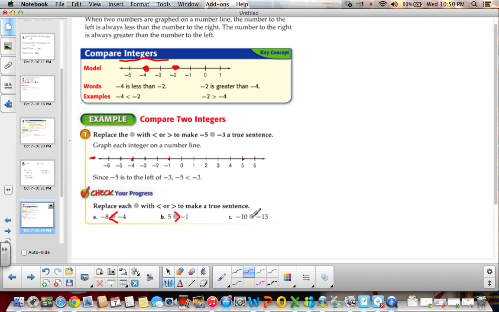And then if we have -10 and -13, if we imagine this on a number line, we would imagine that -13 is a little bit further out than -10. So that means that -10 is greater than -13.